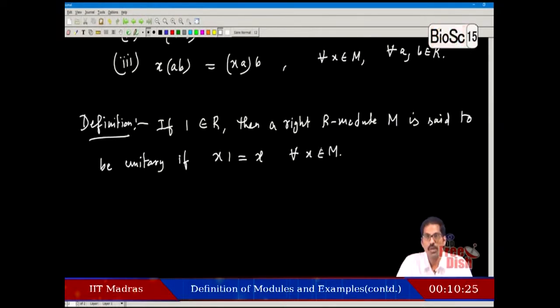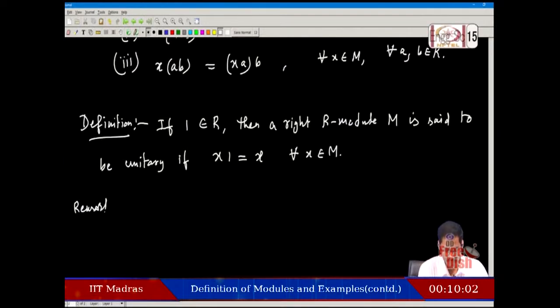Okay, so now we have two types of notions, one is the left module notion, another one is the right module notion. So then whether they are the same or different. Studying all the left modules over all rings is the same as studying all right modules over all rings.